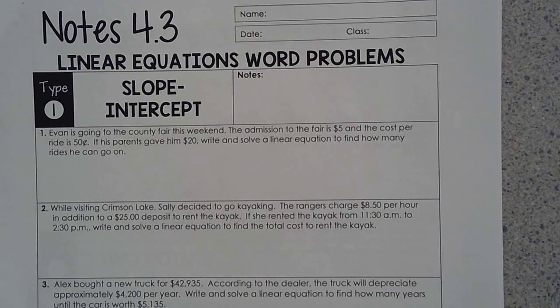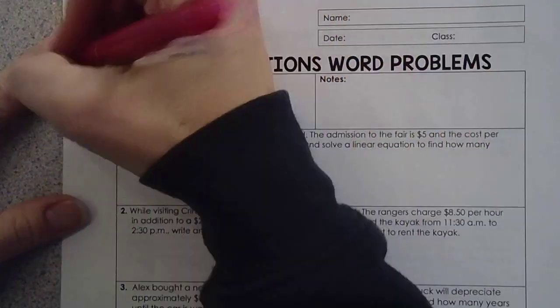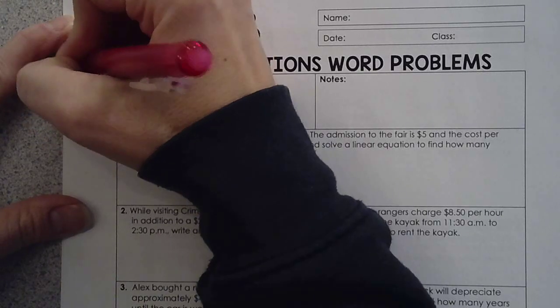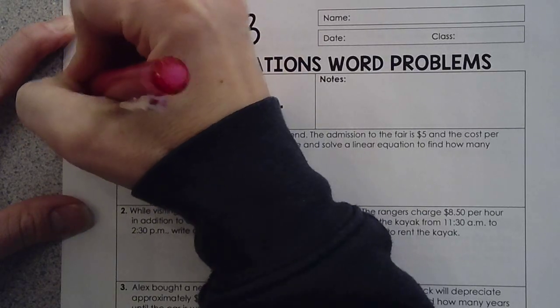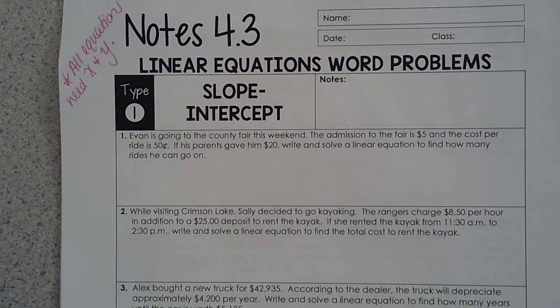So when we write our equations, all of them have to have an x and a y in it, okay? Make yourself a note somewhere really noticeable. All equations need x and y. If you write me an equation and it doesn't have an x and a y in it, it's not a linear equation. I'm going to mark it wrong.